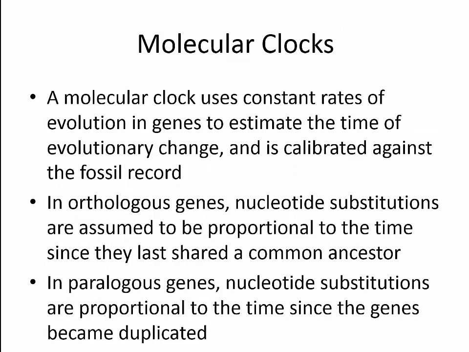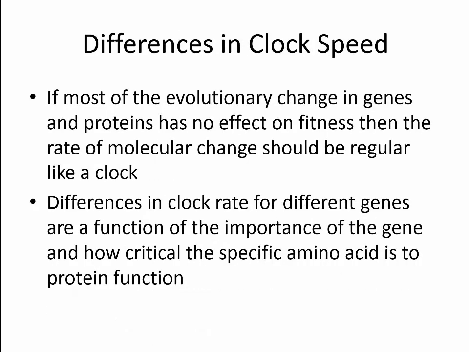Molecular clocks. A molecular clock uses constant rates of evolution in genes to estimate the time of evolutionary change and is calibrated against the fossil record. In orthologous genes, nucleotide substitutions are assumed to be proportional to the time since they last shared a common ancestor. In paralogous genes, nucleotide substitutions are proportional to the time since the genes became duplicated.